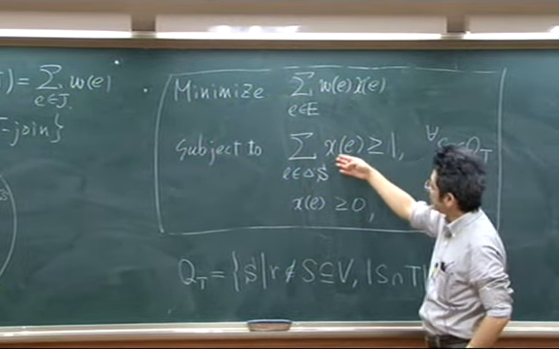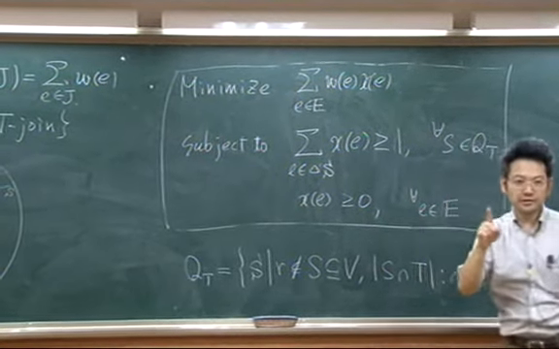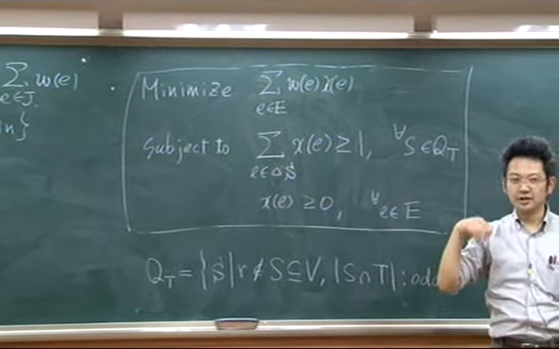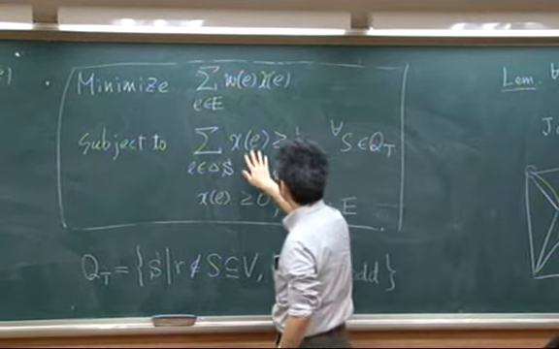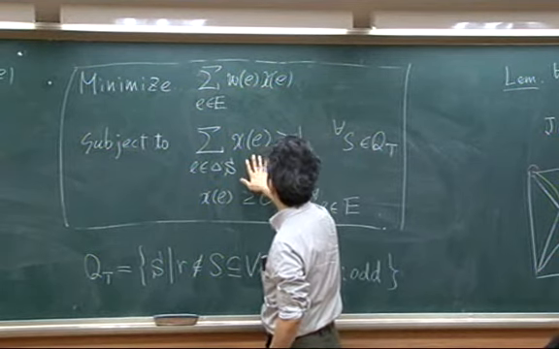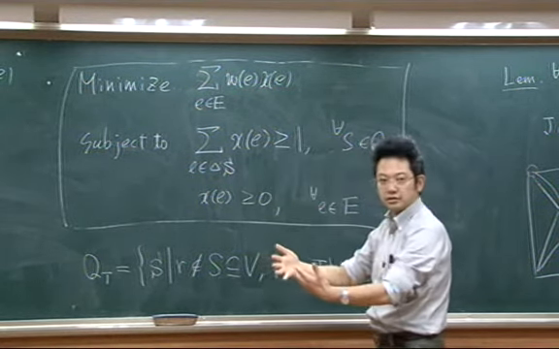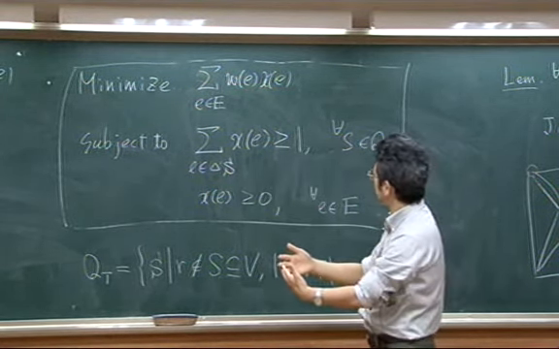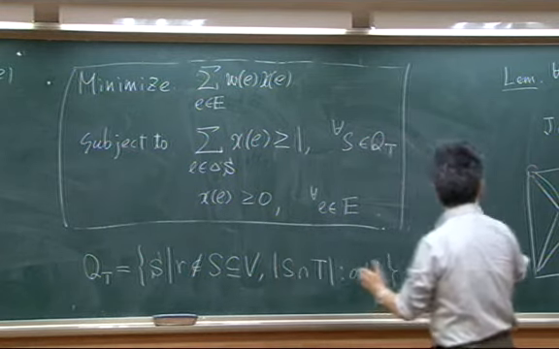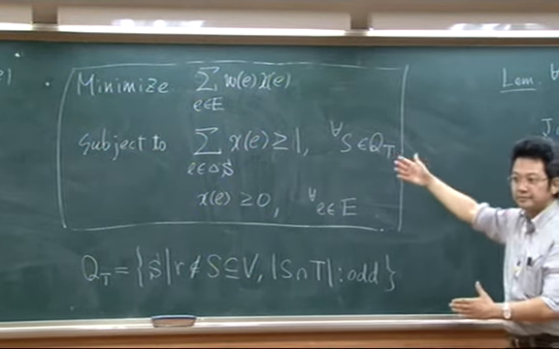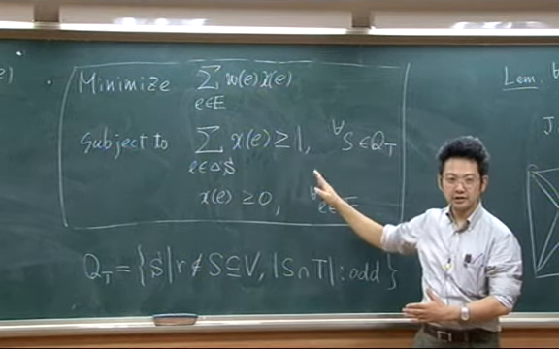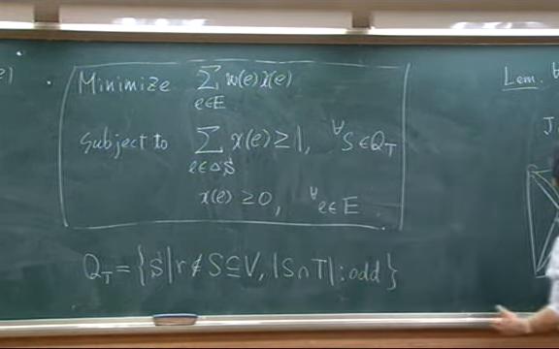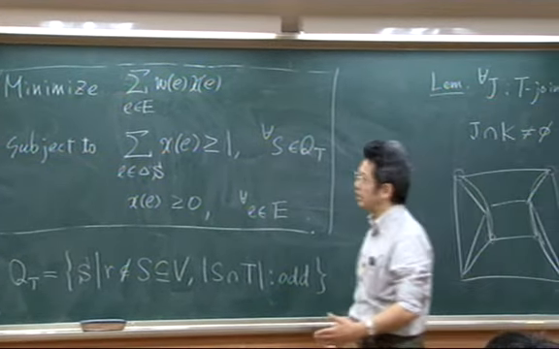Okay, so the point, I should explain. Imagine that x_e is 1 if e is in J, and x_e is 0 if not. Then this means that your T-join must intersect with every T-cut, because delta of S will give you a T-cut. So you just write down these conditions.